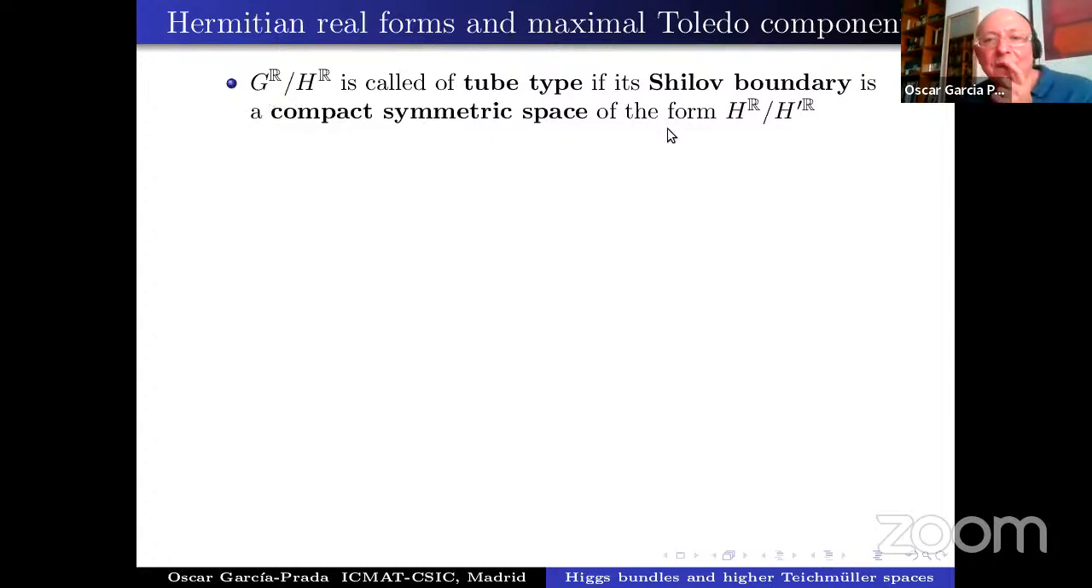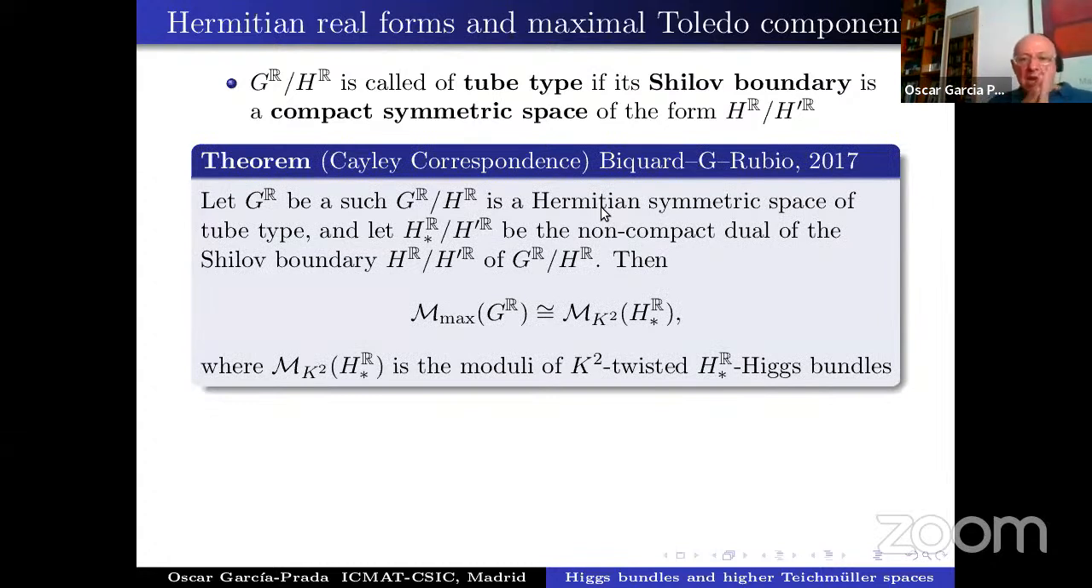But another characterization is the following: the Shilov boundary is, in general, a compact homogeneous space. And the definition of tube type is that it is actually itself a compact symmetric space. And when that happens, here is what we call the Cayley correspondence. I'll talk about the proof. If you have a Hermitian symmetric space of tube type, there is a subgroup of HR, which is H prime R, for which this is a compact symmetric space.